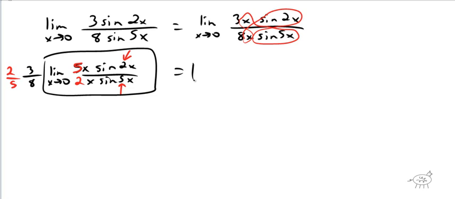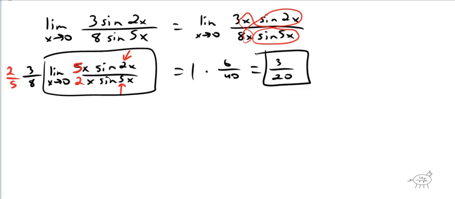If you wanted, you could actually rewrite it separately. You could say the limit as x approaches 0 of 5x over sine of 5x times the limit as x approaches 0 of sine of 2x over 2x, and they would be 1 times 1. But anyway, it's 1 times, and then of course the fraction here, so it's 6 over 40, and I reduce that to 3/20. Okay? Not bad, not bad.